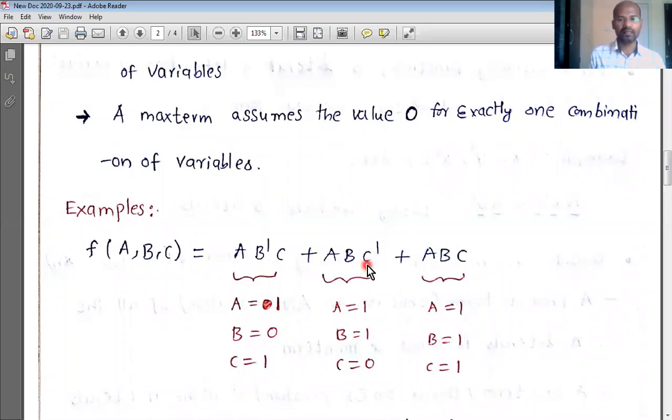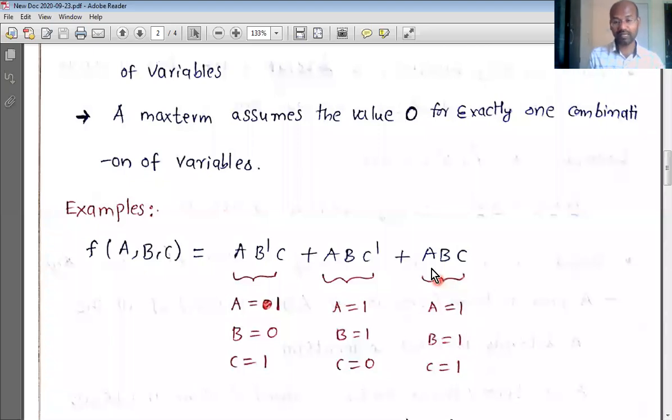So what is the property that a min term has? Out of 8 combinations, only one combination yields the min term a value 1. For the rest of the combinations, it assumes a value 0. The same thing here. For which combination of A, B, C will this min term get a value 1?